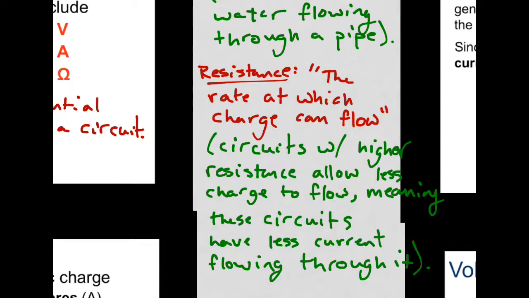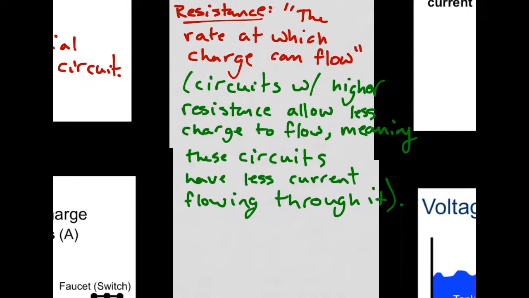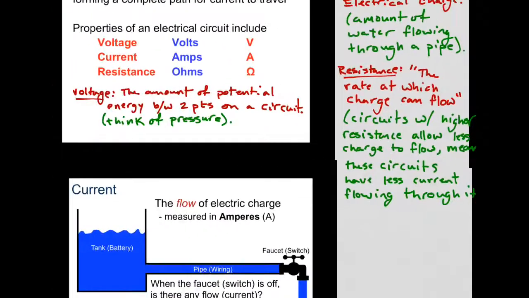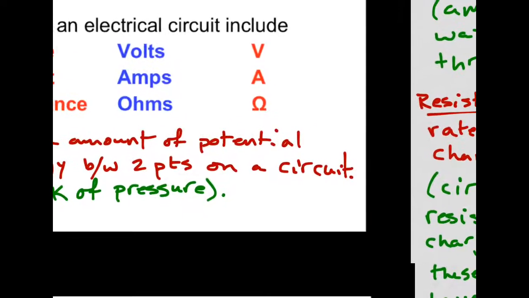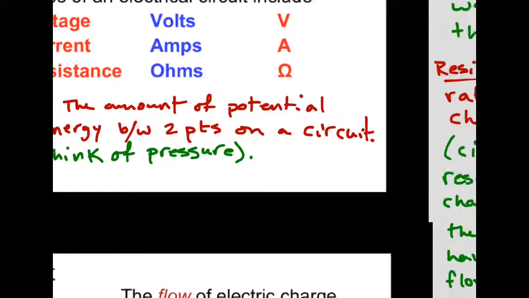Like if you have a smaller pipe, the water can't flow through it as quickly. But the idea is that circuits with higher resistance, so the more resistance you have, the less charge can flow through it. So circuits with high resistance have less flow, which means less current flowing through it. So that's what that means. Write that down. Resistance is measured in ohms, represented by the Greek letter omega. Yeah, it looks like a horseshoe.